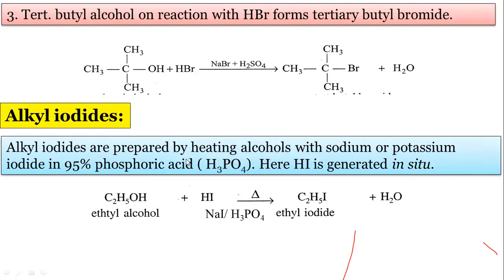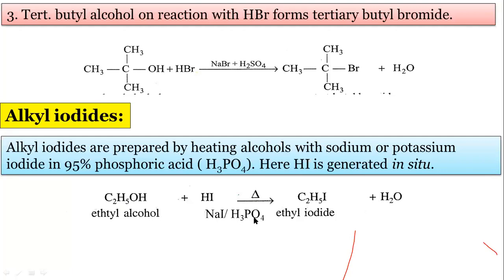Now the alkyl iodides. In the previous examples, we already saw how the bromides and chlorides are prepared. Chlorides are prepared by using Lucas reagent and Groove's process. Bromides are prepared by using NaBr and H2SO4, and alkyl iodides are now prepared by heating alcohols with sodium or potassium iodide, NaI, plus H3PO4, phosphoric acid. Again, HI is generated in situ. This HI being unstable, it is prepared at the time of reaction mixture by using sodium iodide and H3PO4.